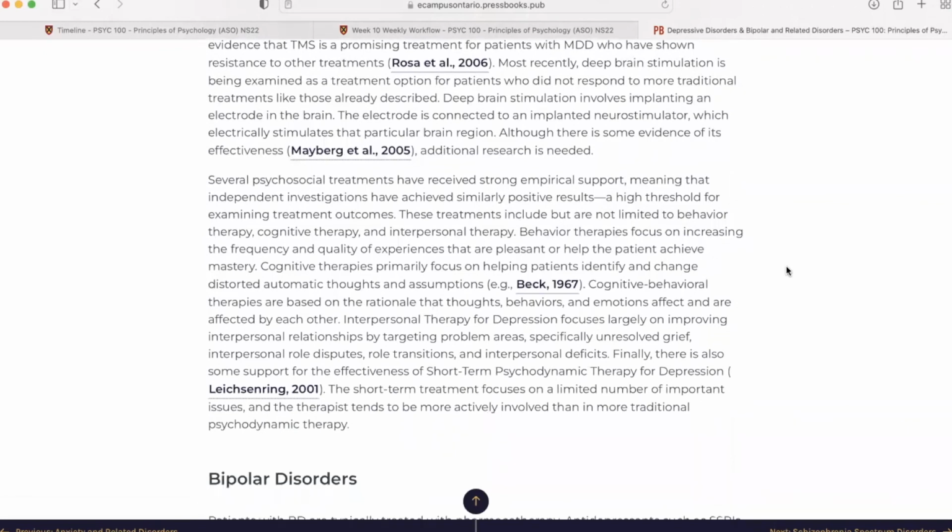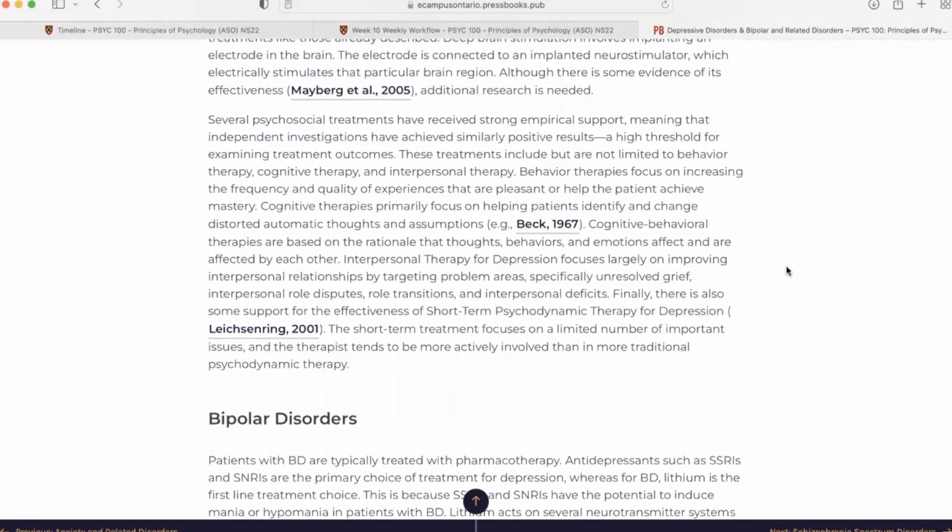Several psychosocial treatments have received strong empirical support, meaning that independent investigations have achieved similarly positive results. A high threshold for examining treatment outcomes. These treatments include, but are not limited to, behavior therapy, cognitive therapy, and interpersonal therapy.